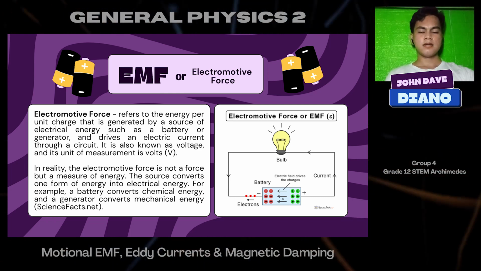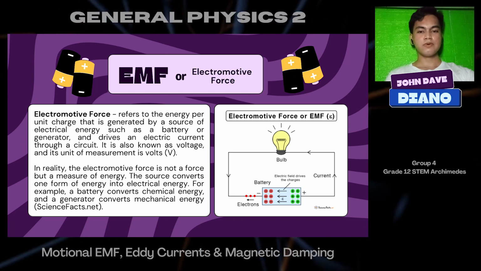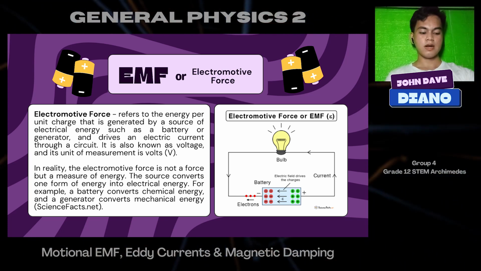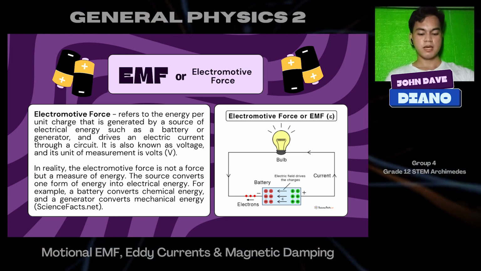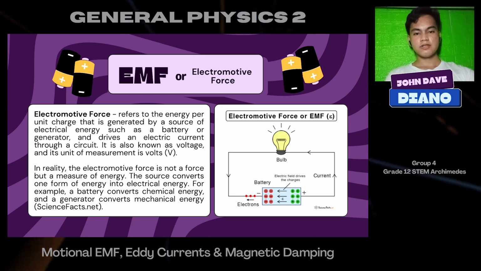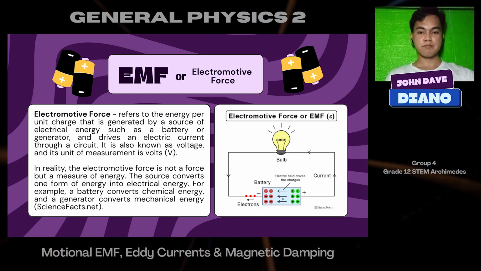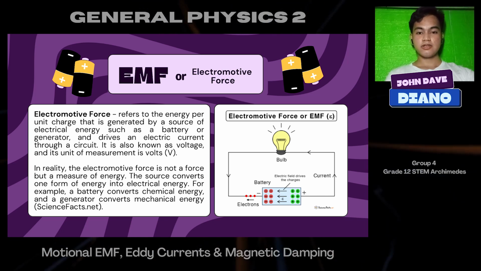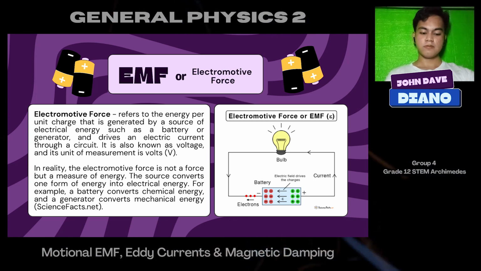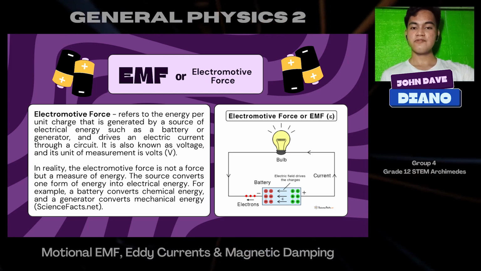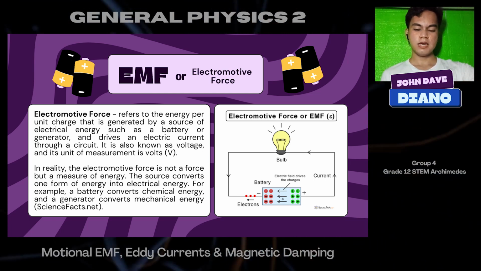In reality, the EMF, or electromotive force, is not a force, but rather a measure of energy. The source converts one form of energy into electrical energy. For example, a battery converts chemical energy into electrical energy, and a generator converts mechanical energy into electrical energy. We will refer to this image to further visualize the EMF.